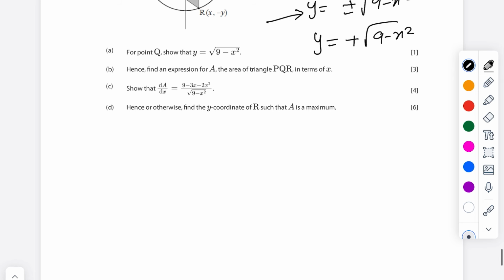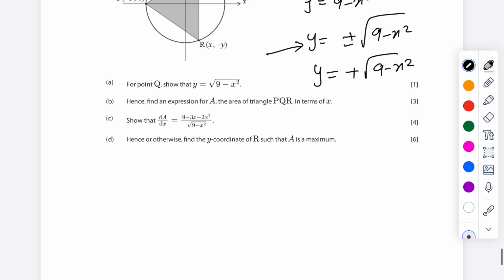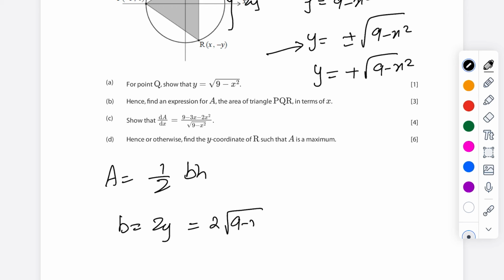Next, find an expression for A, the area of the triangle. So area of a triangle is half base times height. So we need to consider the base and we need to consider the height also. So base, you can see that it is 2y. This is a base which is 2y, which is 2 times square root of 9 minus x square. Height, it is from here to here, which is x plus 3, because this is x and this is 3. So the height is going to be x plus 3.